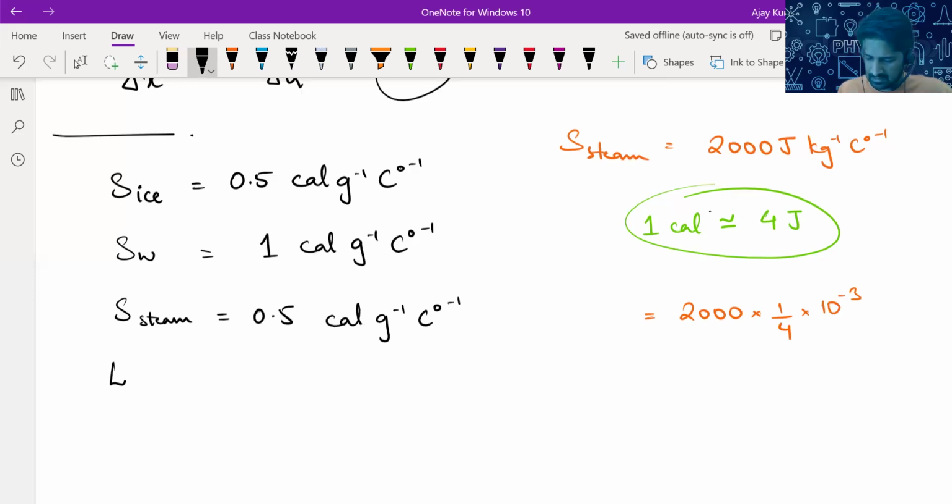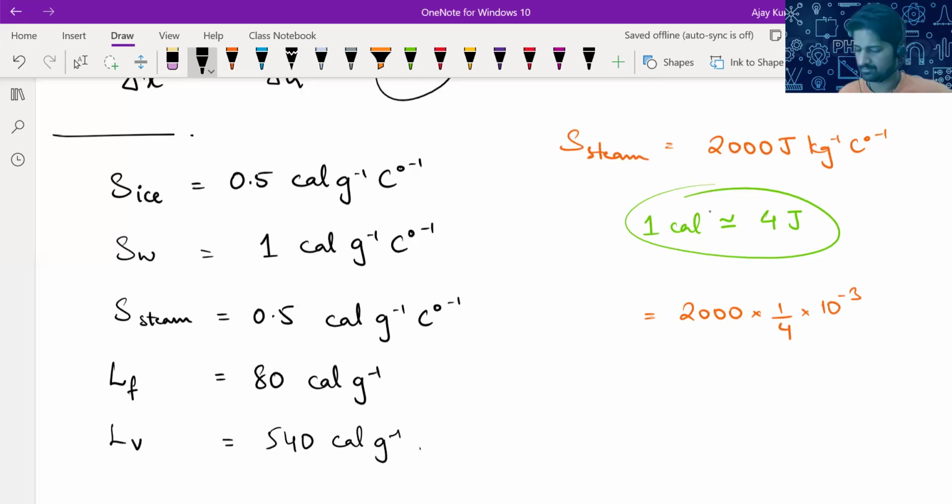Next, latent heat of fusion. That means for conversion of ice to water or water to ice, the latent heat you use will be 80 calorie per gram. See, delta Q is equal to ml. L will be delta Q by m. Heat per unit mass, calorie per gram. In SI units, joule per kg. And latent heat of vaporization, meaning water to steam and steam to water conversion, is 540 calorie per gram. So keep a note of these values. We'll be using these values while solving problems.